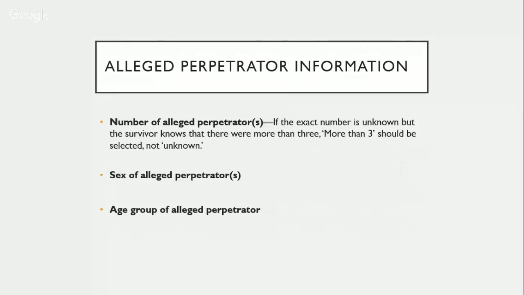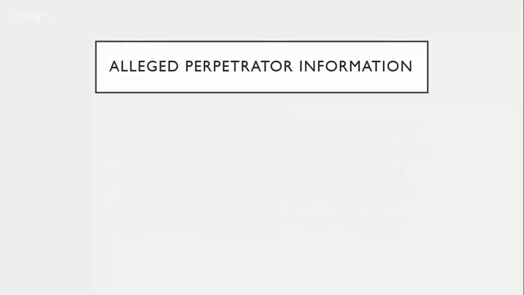And finally, the age group of the alleged perpetrator. In your setting, you may have different options. It may be adult, minor, or in the case of multiple perpetrators, if there were adults and minors involved, or you may have more specific age groups, 0 to 11, 12 to 17, 18 to 25, etc. Here again, as with other age questions on the intake form, it's important to estimate if necessary.